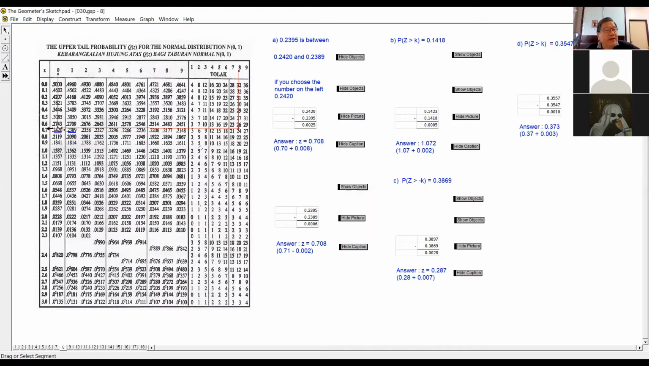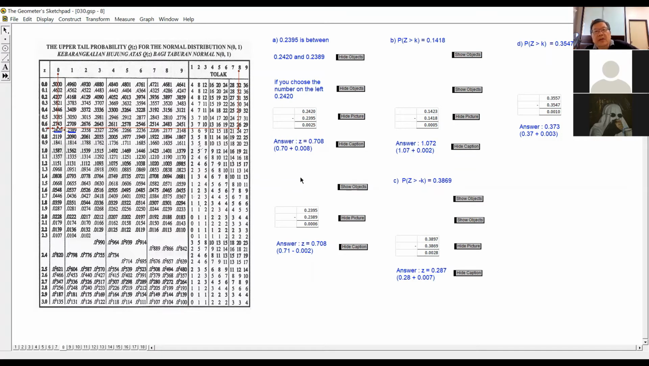So the answer is 0.718. Sorry, not 1, 0.70, sorry, 0.70, then the last digit is 8. So the answer is this one. Okay, the answer is 0.708. So this is the answer.